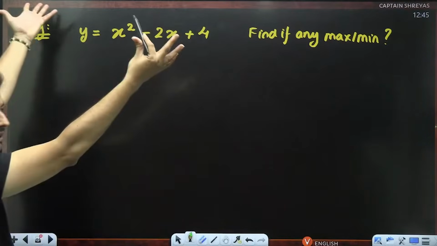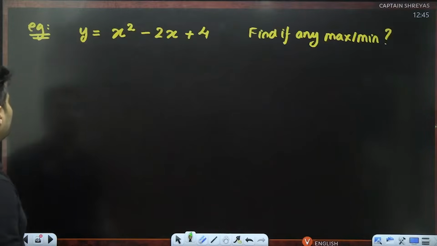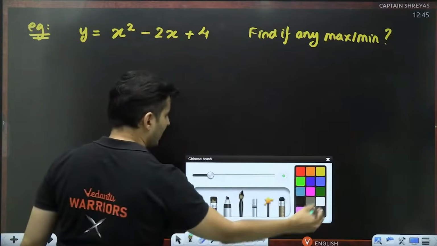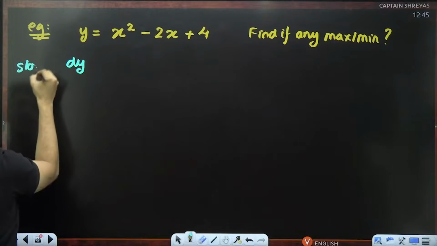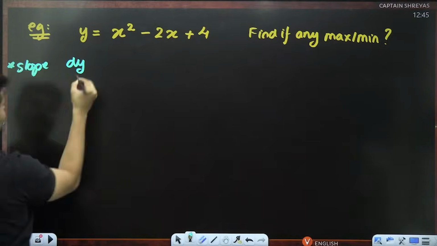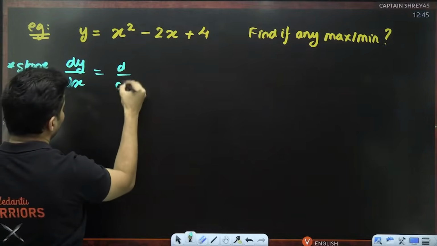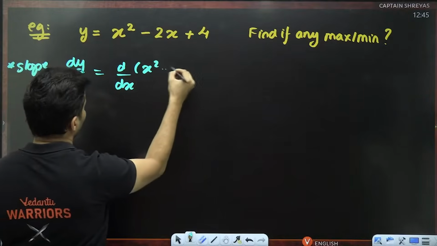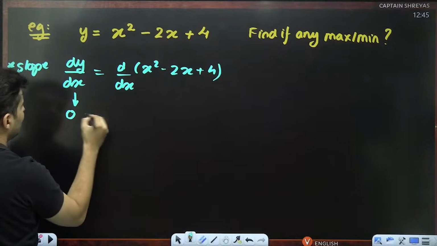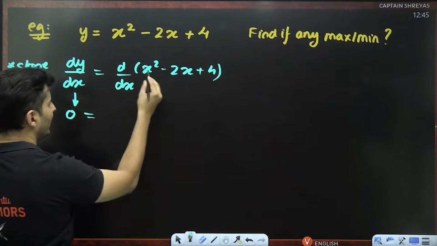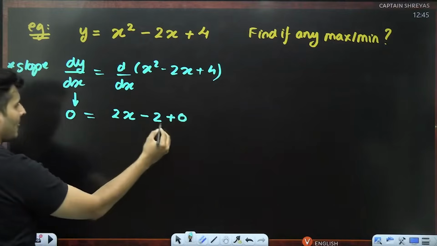This is some function. What will I first do? I'll check the slope. The slope has to be 0. So that is my first step in that problem. So the slope must be 0. That is the first criteria. So dy by dx, which is the derivative of x square minus 2x plus 4, has to be 0. Okay. So it is nothing but 2x minus 2 plus 0.